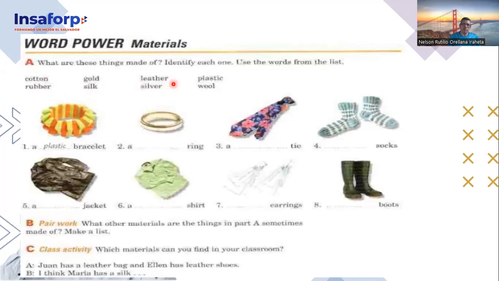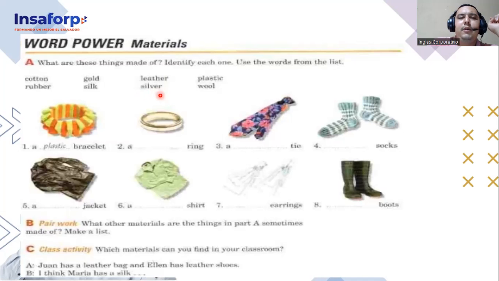And we have leather. What does leather mean? Cuero. We can get leather from cows. Not only from cows, some people get leather from deer, from sheep, but the animal that is most used is the cow, right? Because I think the leather of the cow is stronger than other ones. I think that, right?